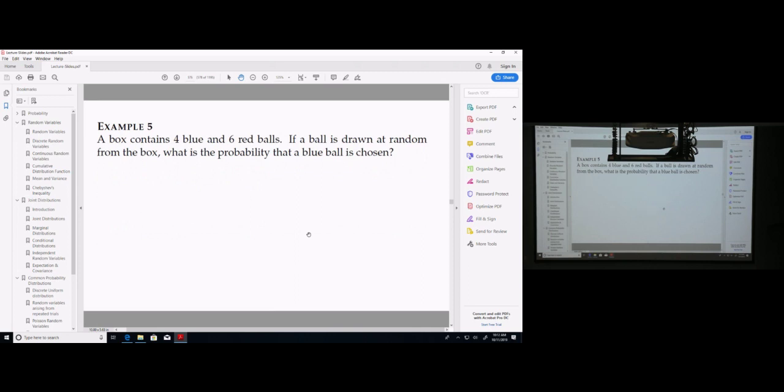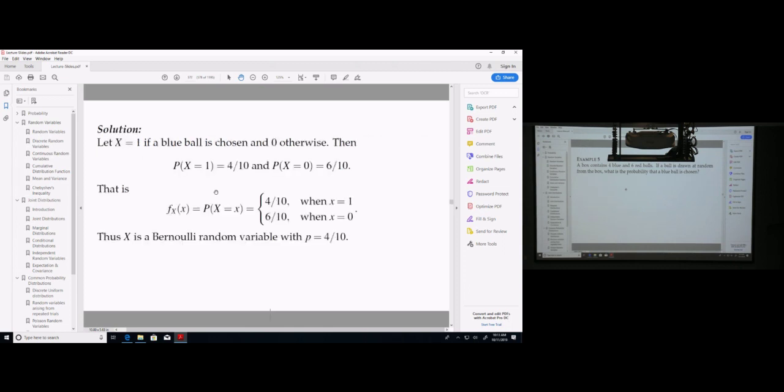A box contains 4 blue and 6 reds. If a ball is drawn at random from the box, what is the probability that the blue ball is chosen? This is sort of an echo back to your chapter 2, which is combinatoric in nature. I only draw one ball at a time, and my interest is on the color of the ball, which is blue. So I can think of it as success when I get a blue ball. If I have a red ball, I think of it as a failure.